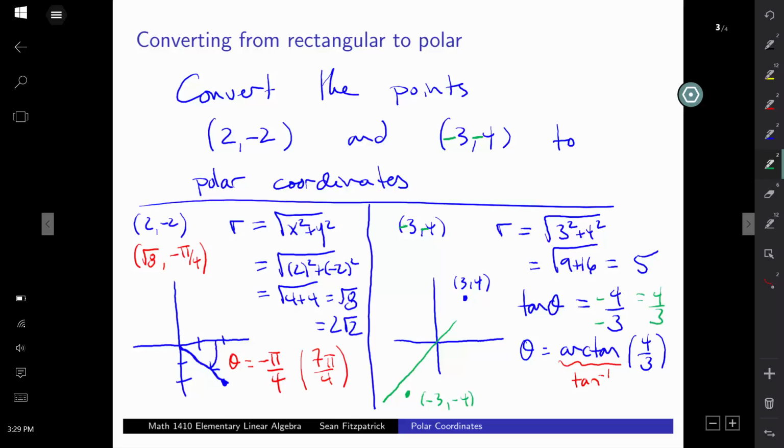And then you run into a little bit of a problem, because it's no longer true that theta is equal to arctan of 4 over 3. That's this angle here, okay? That's this angle that we found originally. This arctan function is defined so that it always gives you an angle in either quadrant 1 or in quadrant 4. It never gives you an angle in quadrant 3.